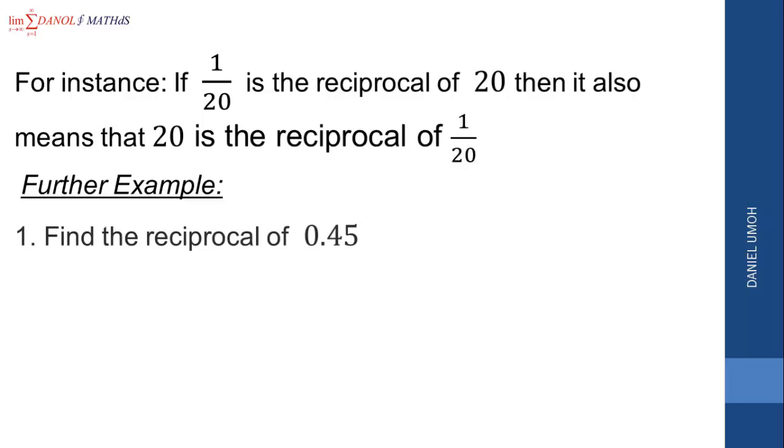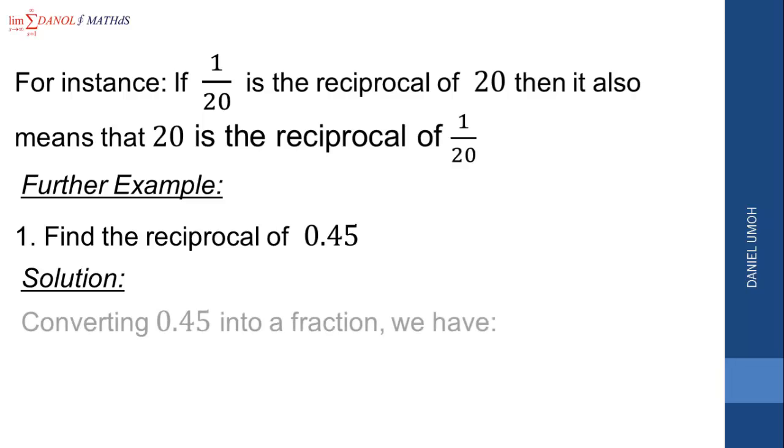The question is, find the reciprocal of 0.45. How do you do something like this? You don't need to panic. It's still the same method, still the same approach. Okay, let's look at the solution. Now, first, what we are going to do is to convert this 0.45 into a fraction. So, converting into a fraction, we're going to have 0.45 equals 45 over 100.